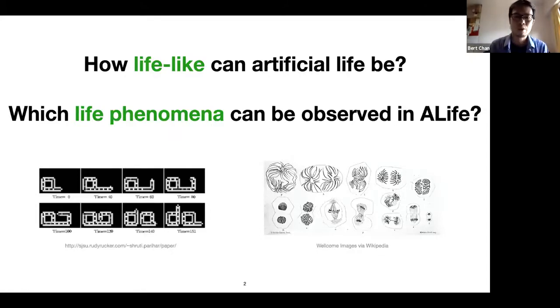First, we want to ask the questions in Alife. How lifelike can artificial life systems be? And which kind of life phenomena can we observe that is simulated or emerge in an Alife system? Like this Lantern's loop on the left-hand side, they look like a cell division, and on the right-hand side.